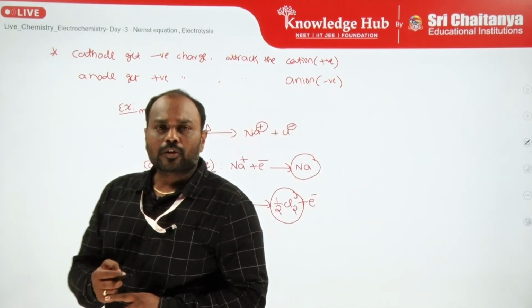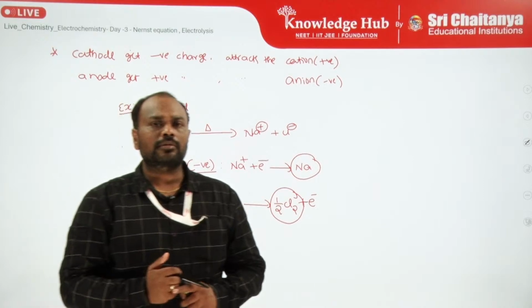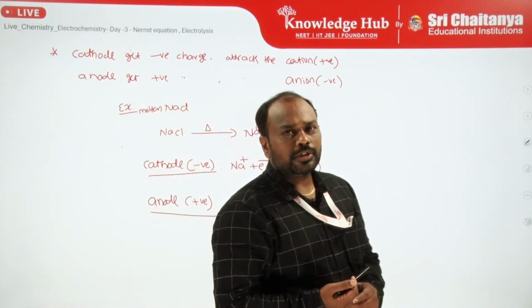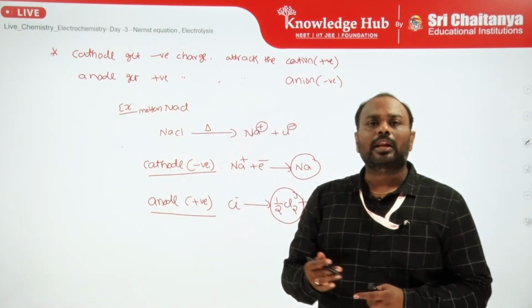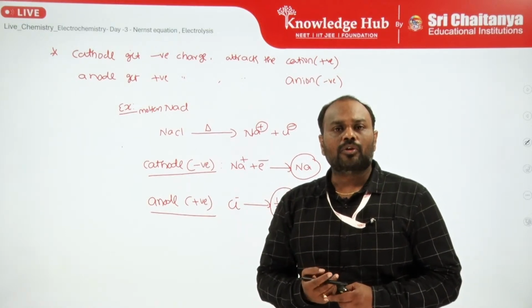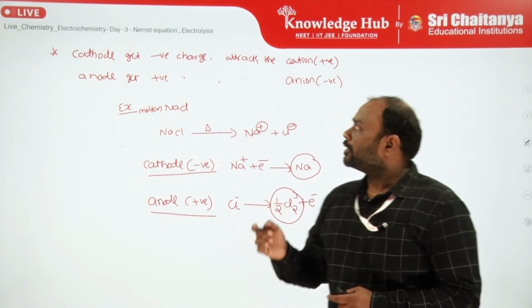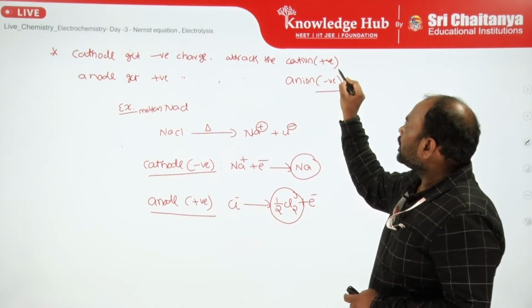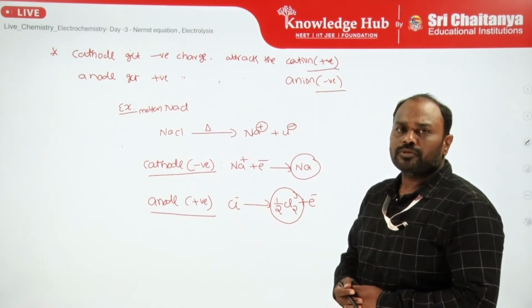So why does the cathode get the negative sign? Because from this electrode, electrons enter into the solution. Why does the anode get the positive charge? Because from this electrode, electrons move away from the electrolytic solution. So the anode gets which charge? Positive charge. Here the cathode gets the negative charge.